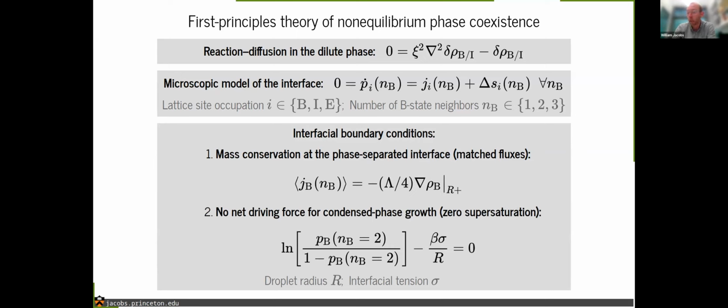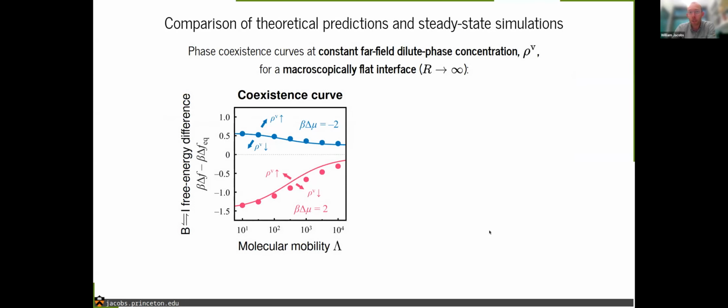So the interface, in other words, should not be moving on average in the course of the simulation. And based on some prior work, we've shown that this expression here, which you can argue on symmetry grounds, provides a reasonable approximation for this non-equilibrium supersaturation. And we relate that to this term that has to do with the curvature of the interface.